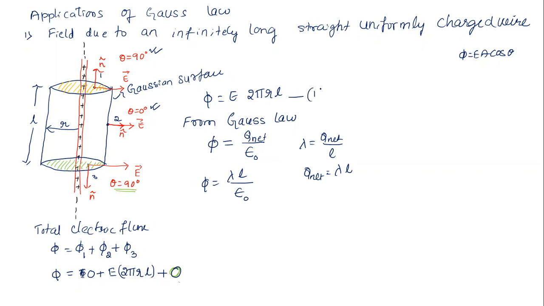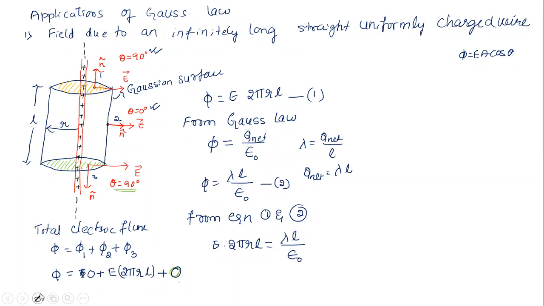So let us check this equation number 1. Let us say this equation number 2. Now we are going to compare equation number 1 and 2. So what we can do now? E multiplied by 2 pi RL equal to lambda into L by epsilon naught. What is going to cancel here, students? L is going to cancel. As we cancel L, we are going to get what now?